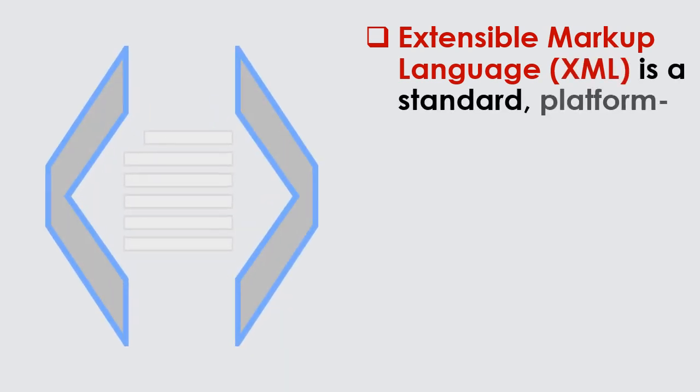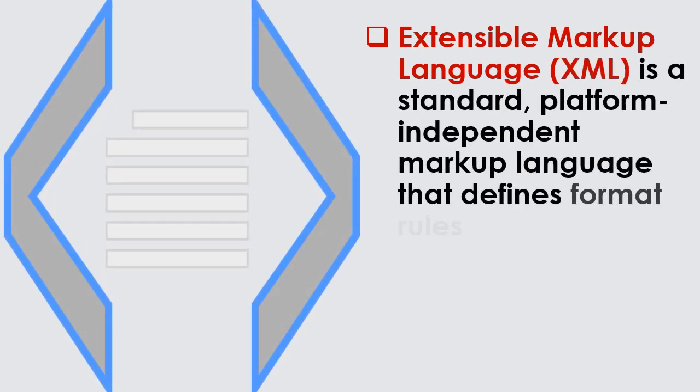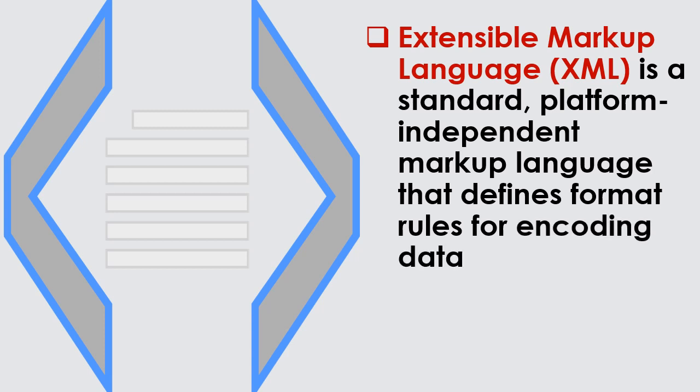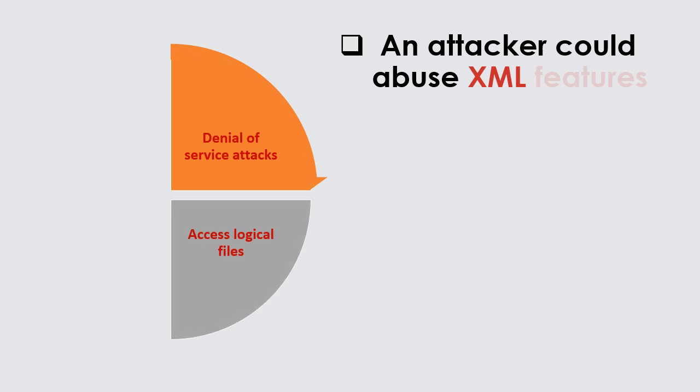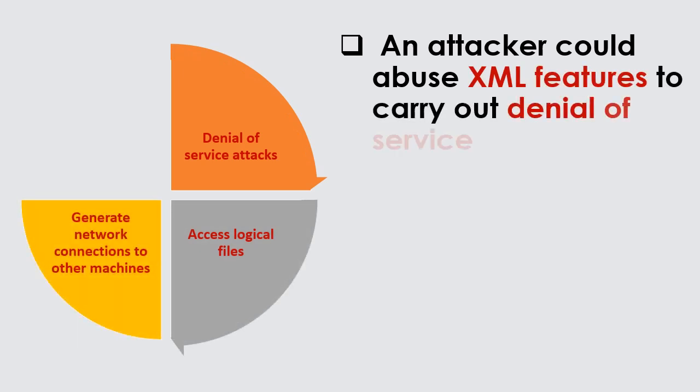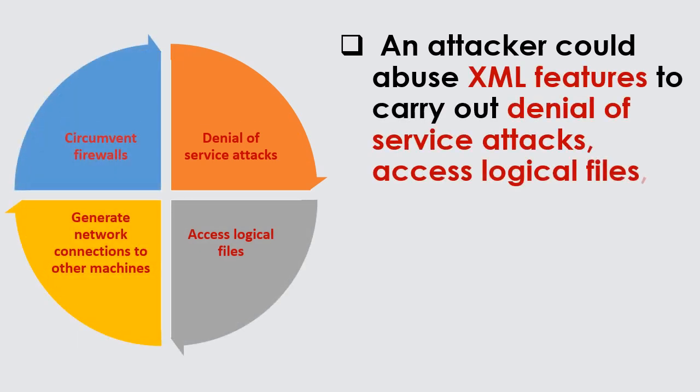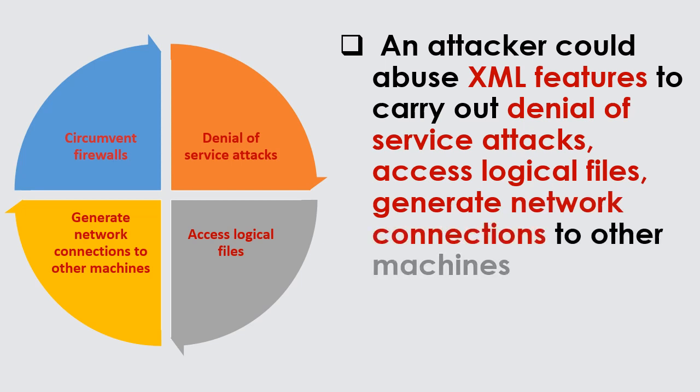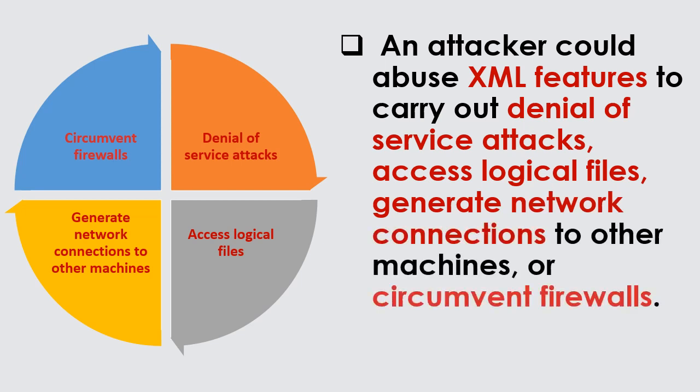Extensible markup language, XML, is a standard, platform-independent markup language that defines format rules for encoding data. An attacker could abuse XML features to carry out denial of service attacks, access local files, generate network connections to other machines, or circumvent firewalls.